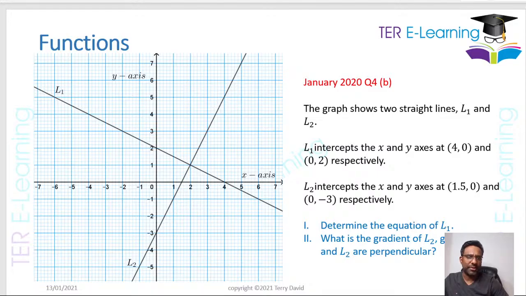Right, so look at this question here. This question actually came in January 2020, so that was the last written paper by CSEC. They gave them two lines, L1 and L2, and just by looking at the two lines, you can tell that the two lines are perpendicular. We can tell that. But let's see what they want us to do.